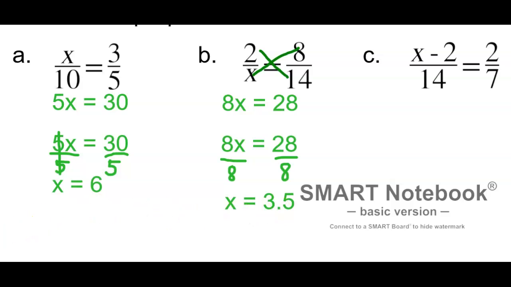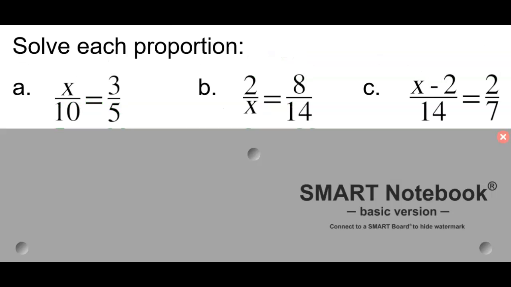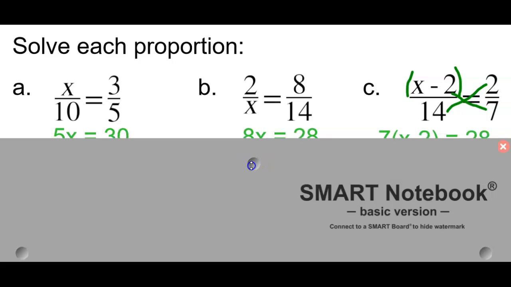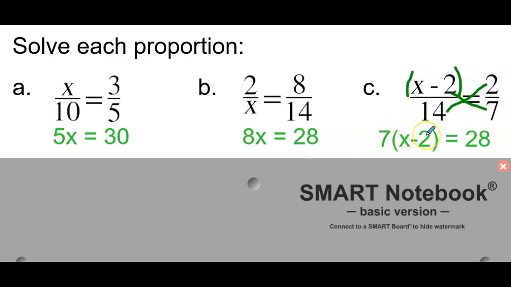The most important part of C is that x minus 2. Anytime I see more than a number up here, I need to put this in parentheses. I'm going to do it up here so that when I cross multiply this, I'm not going to forget to do it by both of these. So 7 times x minus 2 in parentheses is equal to 28 because 14 times 2 is 28.